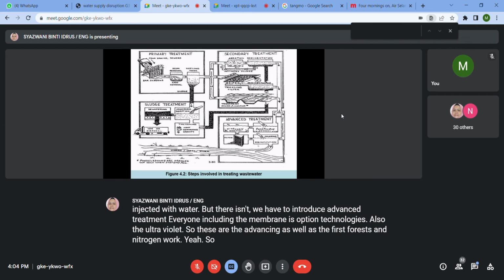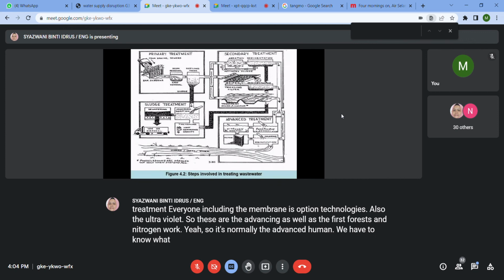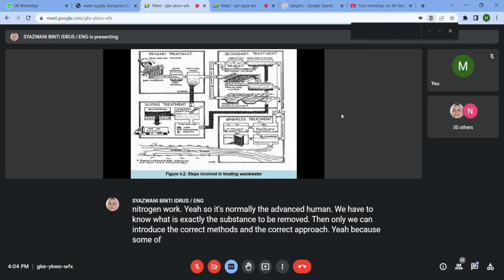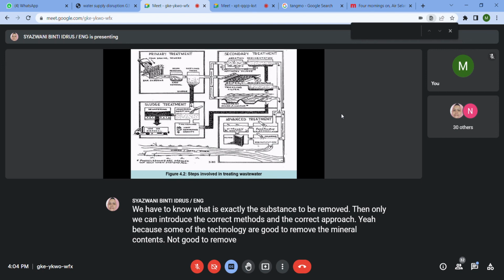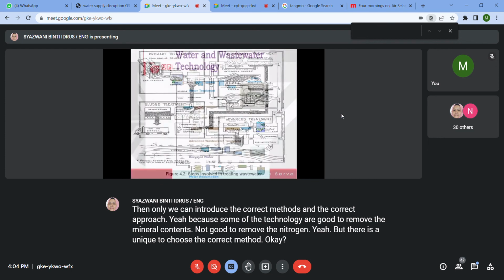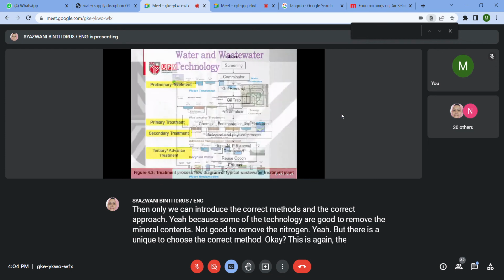Normally, for advanced treatment we have to know exactly what substance is to be removed. Then only can we introduce the correct methods and the correct approach, because some of the technologies are good for removing the mineral contents but not good for removing nitrogen. For that reason you need to choose the correct method. Okay, this is again the overview.